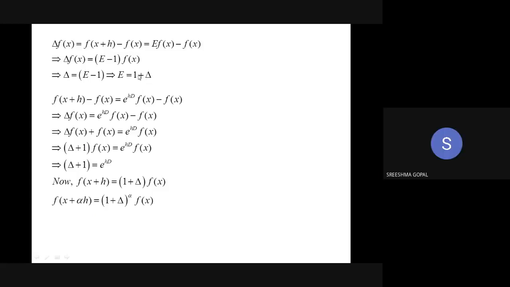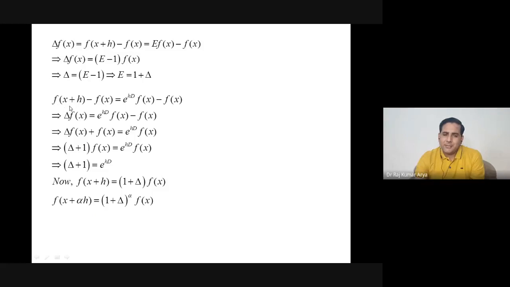Now again, f(x plus h) minus f(x) you are substituting from the previous derivation. So for f(x plus h) you got e to the power hD f(x), and you already have f(x) here. This total thing is also known as your first forward difference, the left hand side, so you are putting delta f(x) here. Here you have e to the power hD f(x), so you can take f(x) common and bring it to this side. From here you are getting the expression that delta plus 1 is equal to e to the power hD.